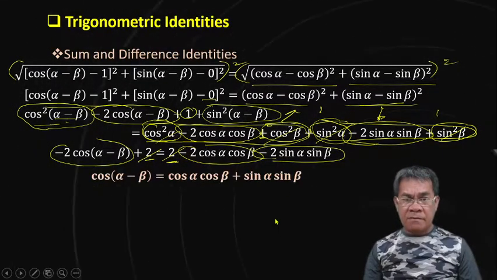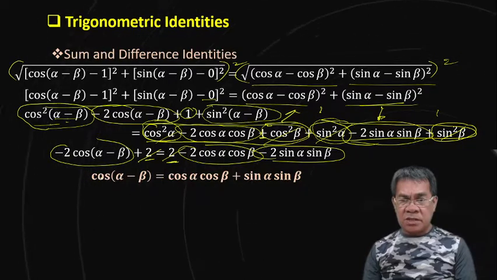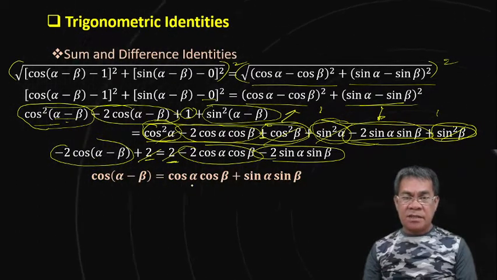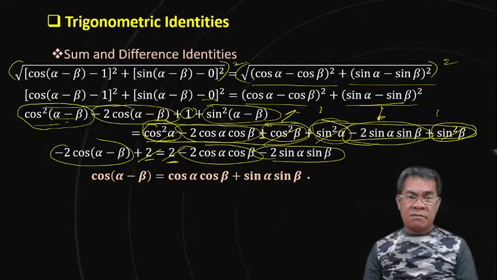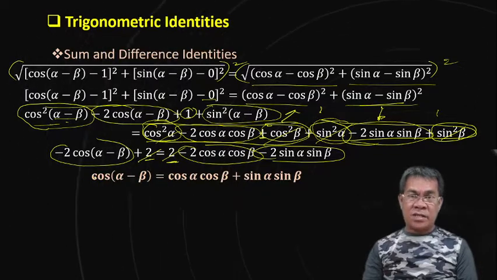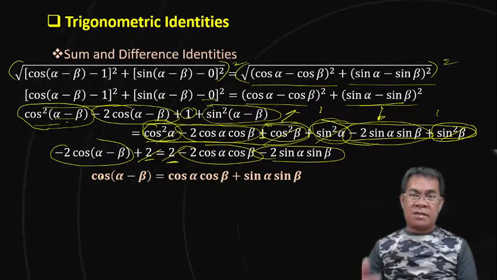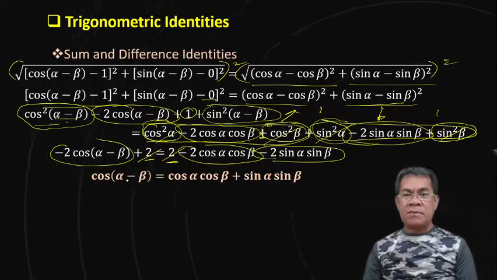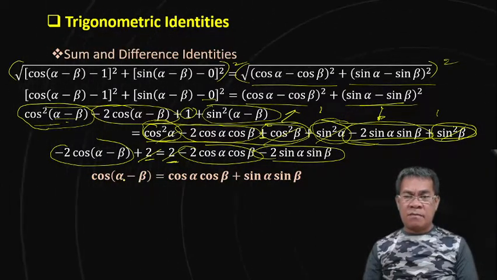So therefore, the resulting equation now becomes cosine of the angle alpha minus beta is just equal to cosine alpha cosine beta plus sine alpha sine beta. Okay? So therefore, this is one of the sum and difference identities. We call this the sum or difference of the angles alpha and beta.